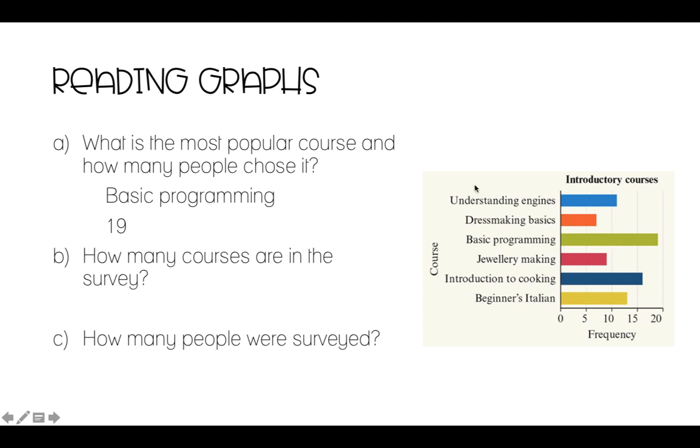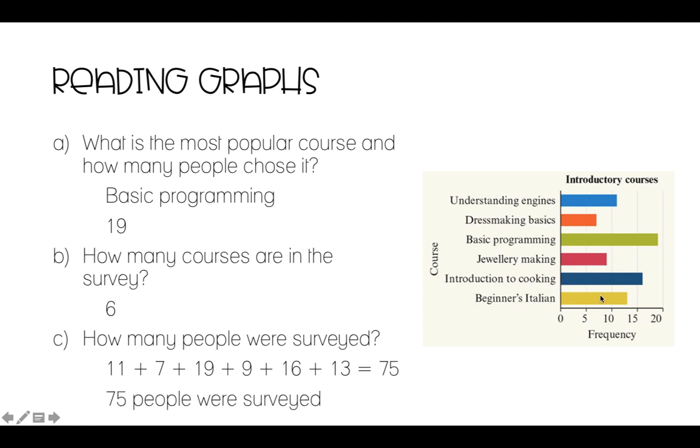How many courses were surveyed? Well, there's 1, 2, 3, 4, 5, 6, so 6 courses. And how many people were surveyed altogether? Well, that would be adding up each of these, which is 11 plus 7 plus 19 plus 9 plus 16 plus 13, which equals 75. So 75 people were surveyed.